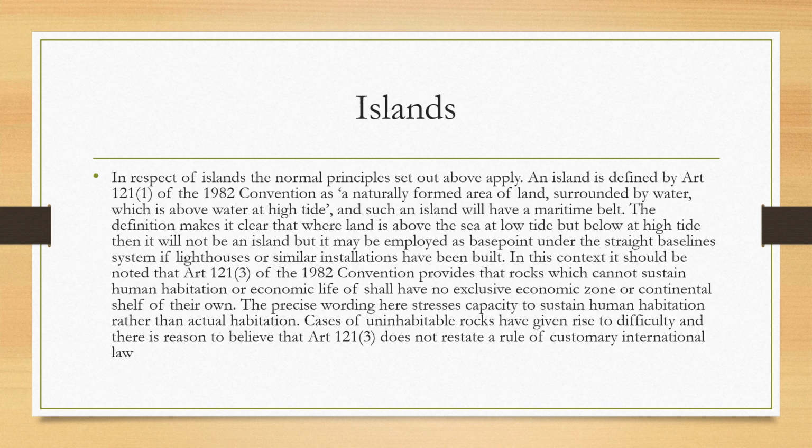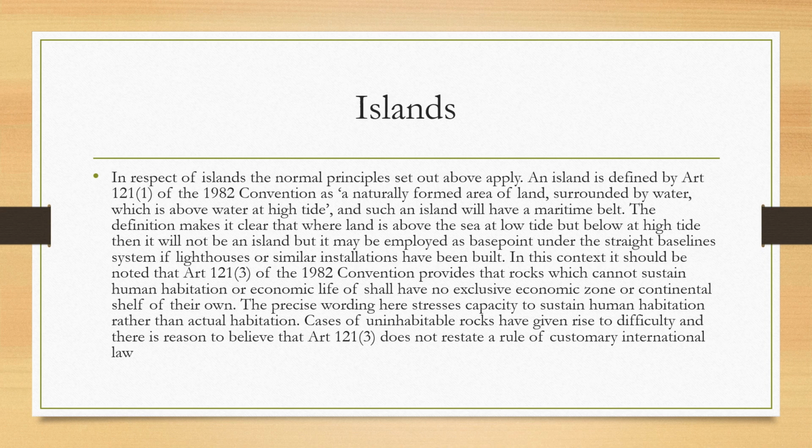Islands. In respect of islands, the normal principles set out above apply. An island is defined by Art 121(1) of the 1982 Convention as a naturally formed area of land, surrounded by water, which is above water at high tide, and such an island will have a maritime belt. The definition makes it clear that where land is above the sea at low tide but below at high tide, then it will not be an island, but it may be employed as a base point under the straight baseline system if lighthouses or similar installations have been built.